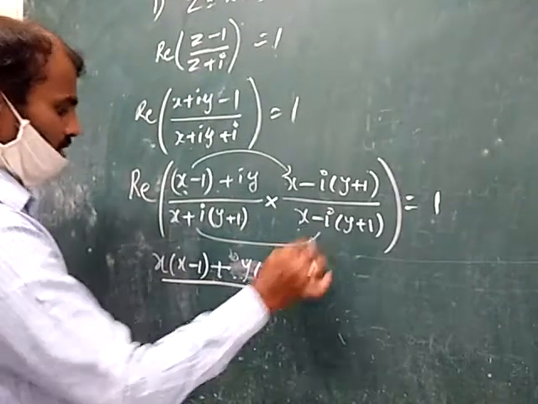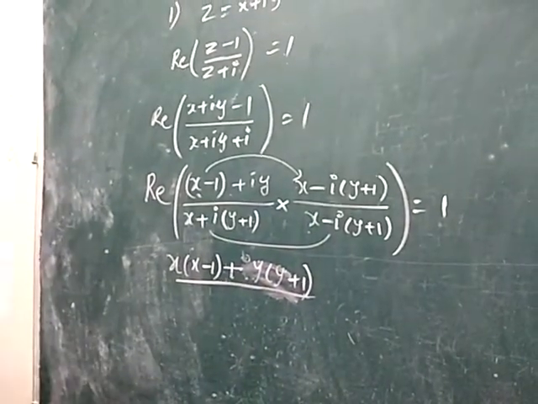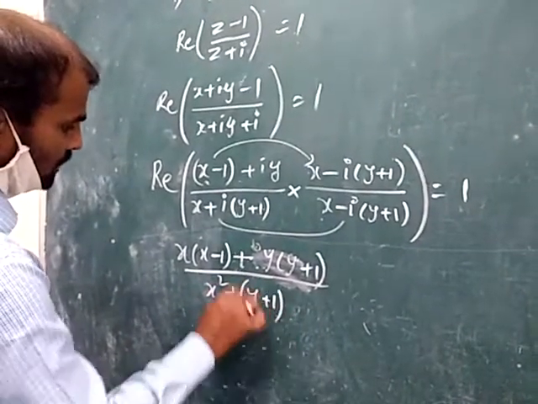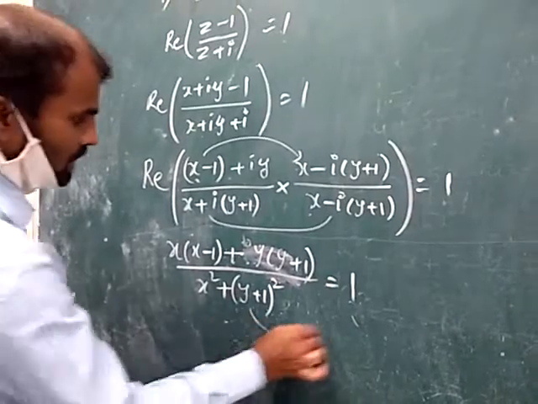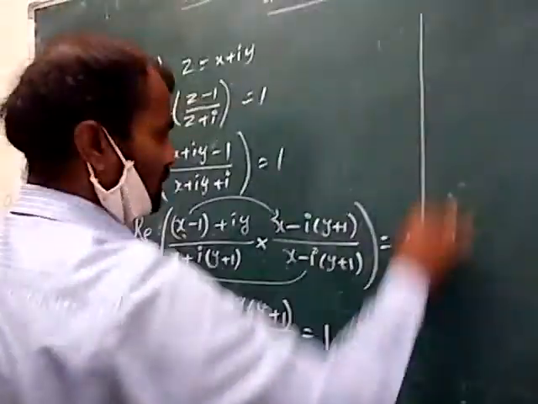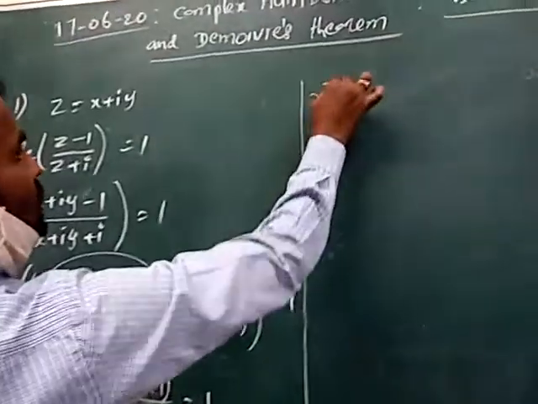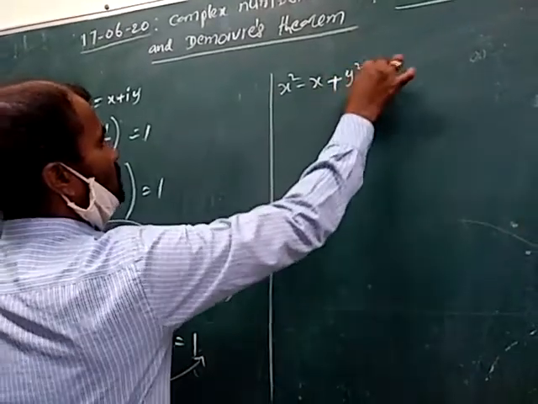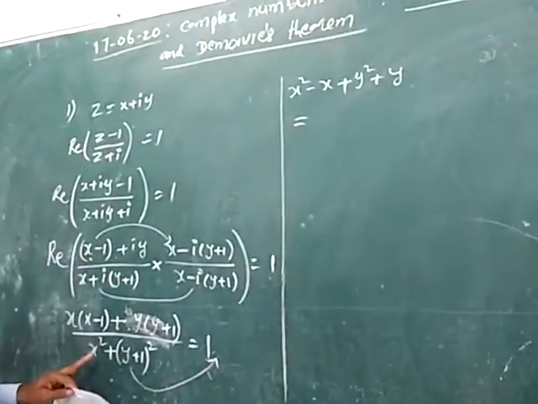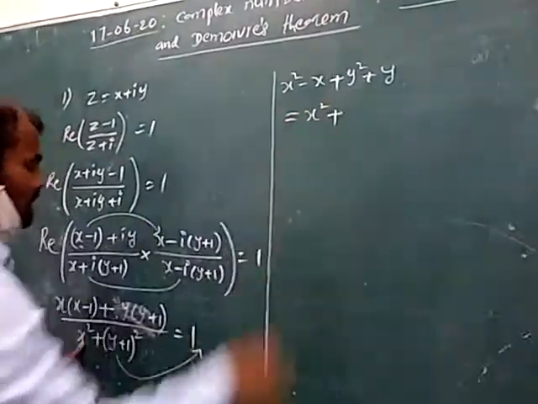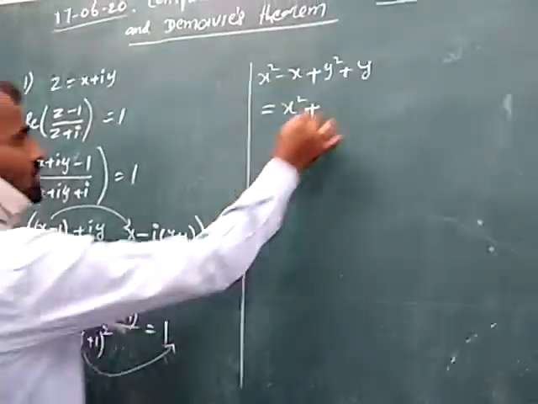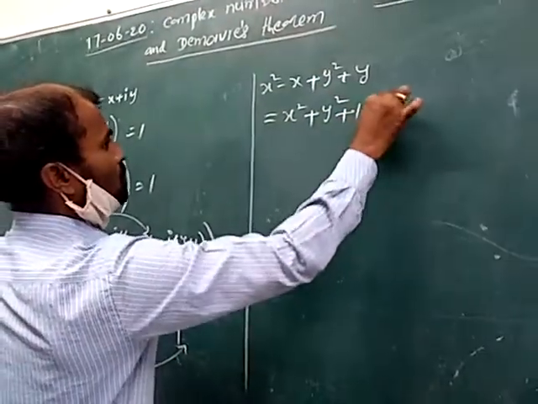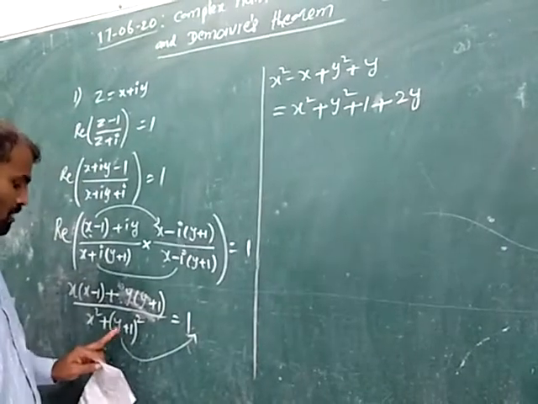The denominator is clearly of the form (a plus ib) into (a minus ib), that is the formula a square plus b square. That is x square plus (y plus 1) whole square is equal to 1. Now bring the denominator to that side. We get x into (x minus 1) is x square minus x, plus y into (y plus 1) is y square plus y, is equal to the denominator x square plus (y plus 1) whole square, which is y square plus 1 plus 2y, using (a plus b) whole square.